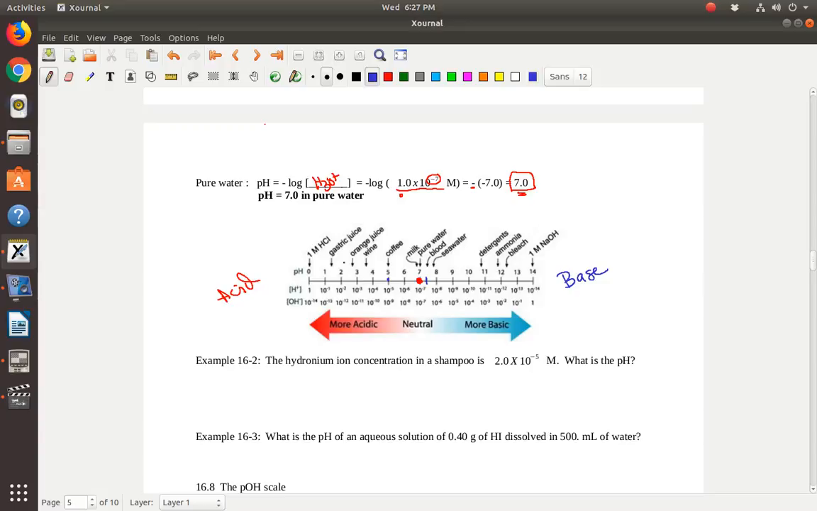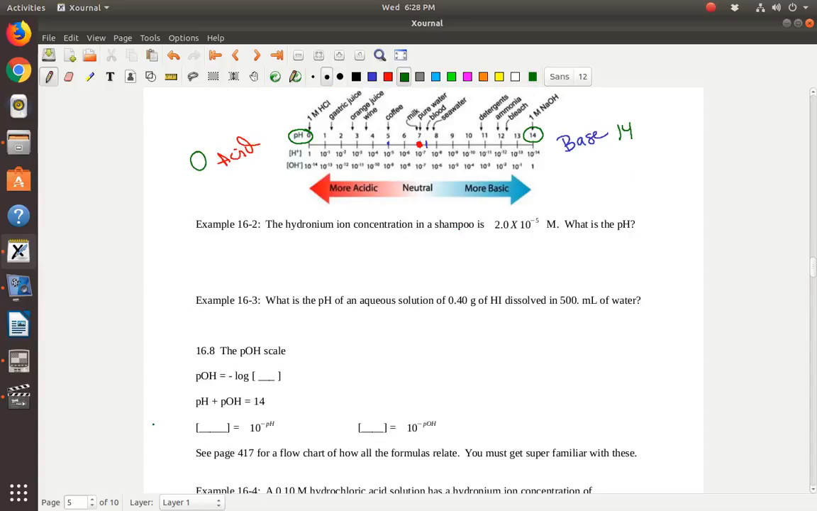So, notice that the pH scale ranges from 0 to 14. The higher the number, the more closely it is to a base. The lower the number, the closer it is to an acid. The stronger and stronger the acid. So let's try this next one.